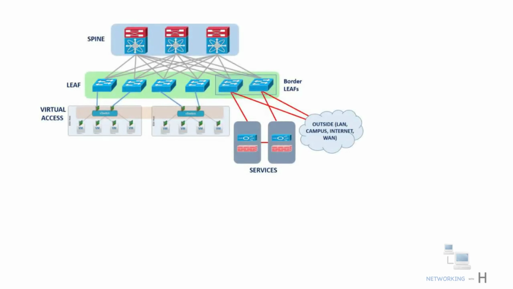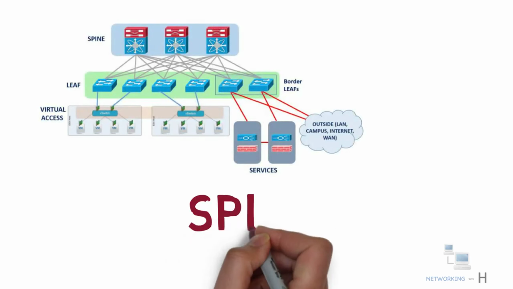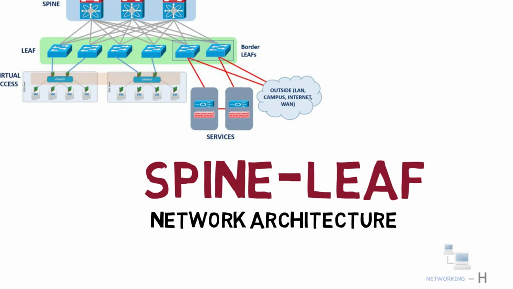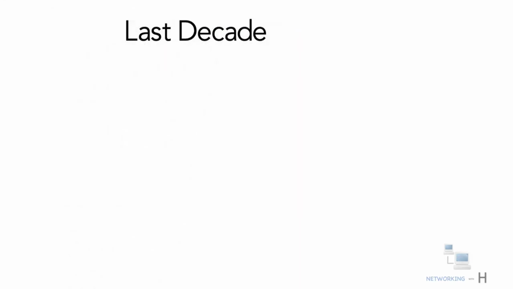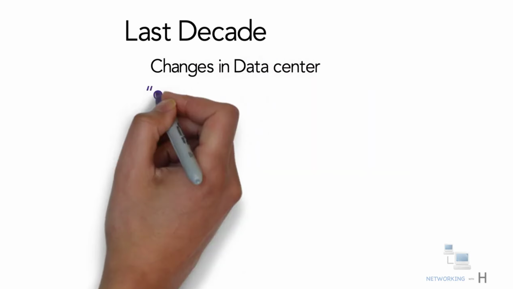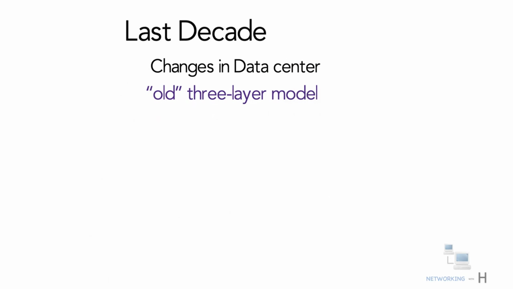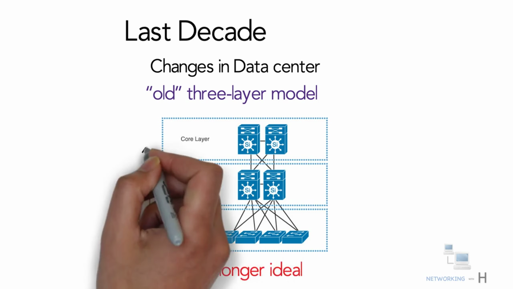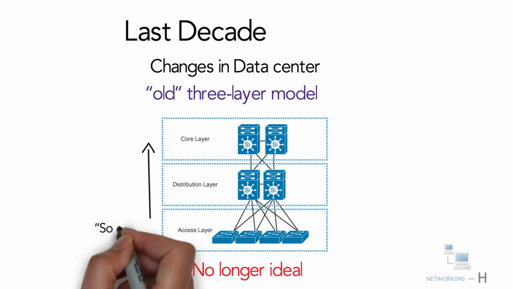Hello everyone. In this session of CCNA series, I'll be discussing spine and leaf network architecture. Many things have changed in the data center over the last decades or so. In fact, so much has changed that the old three-layer model of access, aggregation, and core is no longer ideal, as this model was designed based on a south to north flow of data.